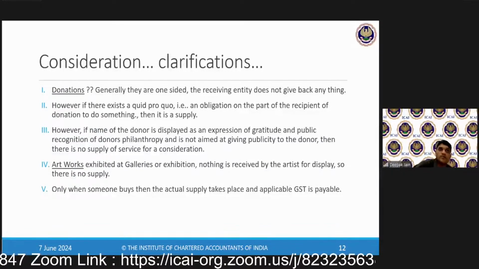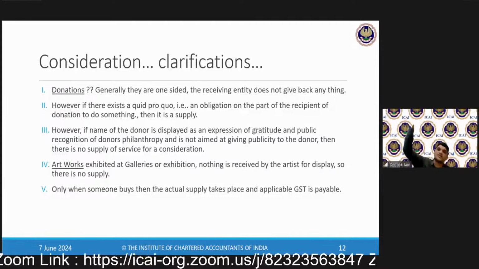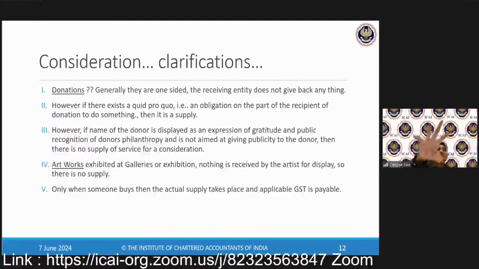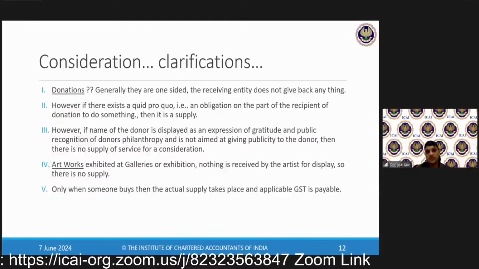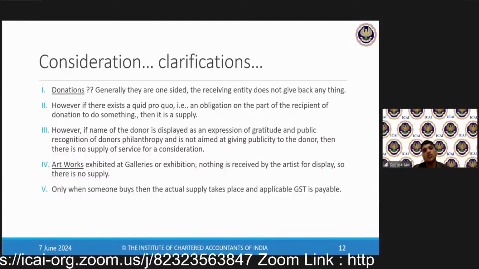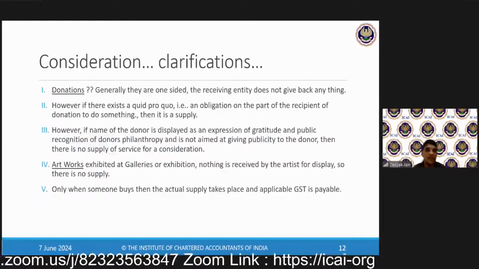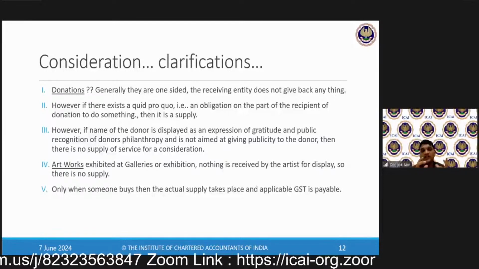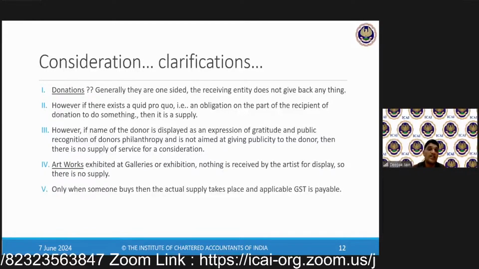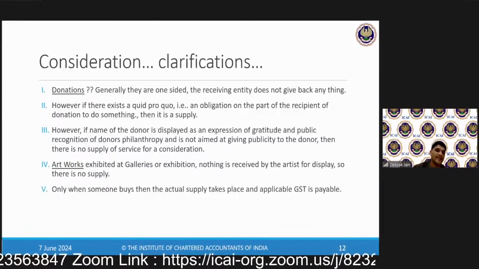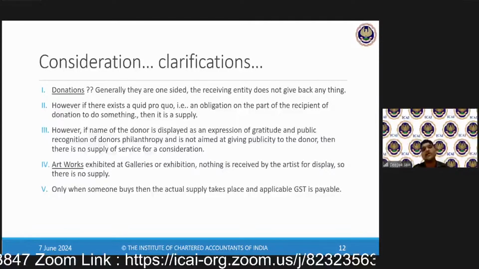So then if you put my name in big banners, big boards, then I will give you a donation. So there is a quid pro quo. It means the charity which is receiving a donation is not receiving it freely. There are strings, or some conditions attached. In that case, it becomes liable to GST.